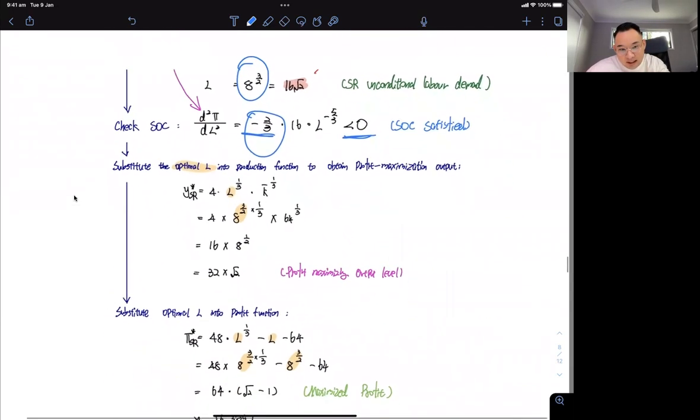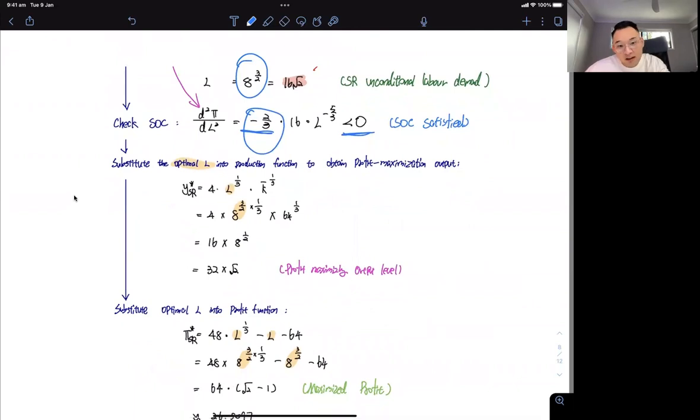Next, we follow exactly the same strategy. We need to find the optimal level of output in the short run. So we simply plug L into the production function: 4 times L to the power of 1/3 times K bar to the power of 1/3, which equals 4 times 8 to the power of 3/2 times 1/3 times 64 to the power of 1/3, which becomes 16 times the square root of 8. The square root of 8 is 2 times the square root of 2, which means 32 times the square root of 2. Therefore, our profit maximization output level equals 32 times the square root of 2.